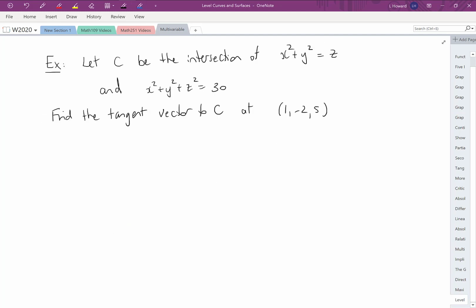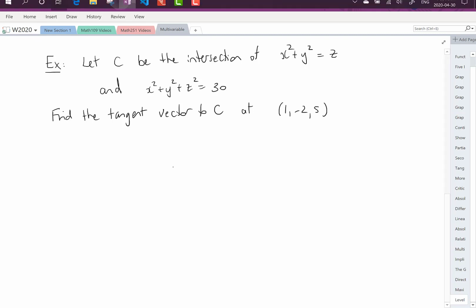So let's try an example involving level surfaces, and we'll see how the gradient vector can be useful to us. We're going to let C be the intersection of these two equations. These two equations in the problem represent surfaces in space, so this C is actually a curve. When you intersect two surfaces in space, you get a curve. So we've got some curve C that's being described geometrically, and we want to find the tangent vector to that curve C at a specific point.